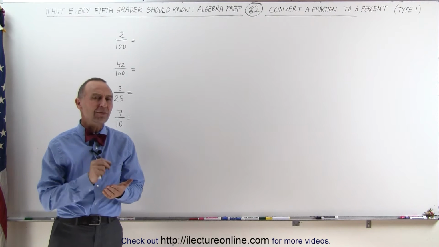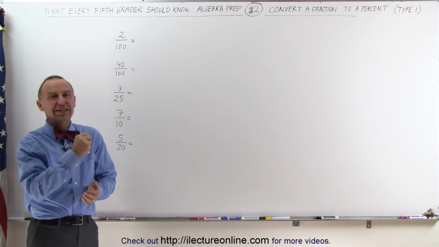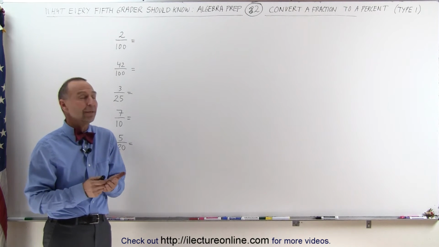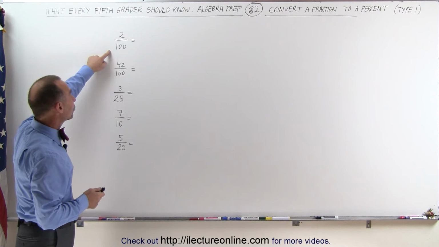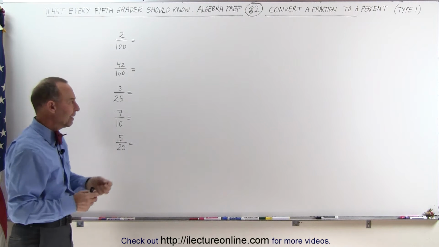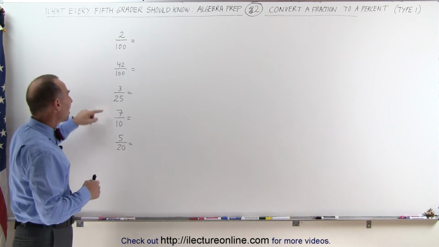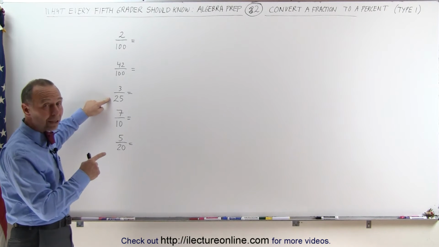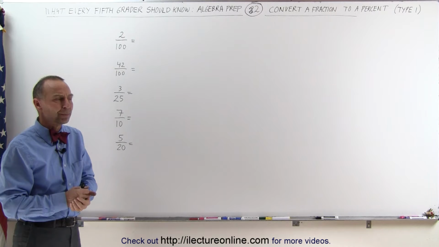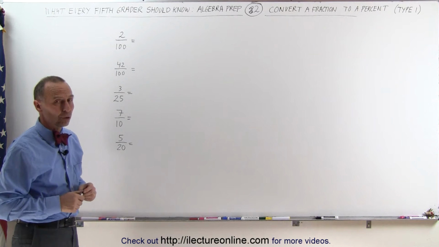Well, that's sometimes a little bit more difficult, and therefore we've divided it into three different types. The first type of fraction is relatively easy. If we have a fraction where the denominator is equal to 100, it is super easy. If we have a fraction where the denominator can be easily converted to 100, then that's relatively easy as well. In the next videos, we'll see some cases where that's a little bit more difficult to do.